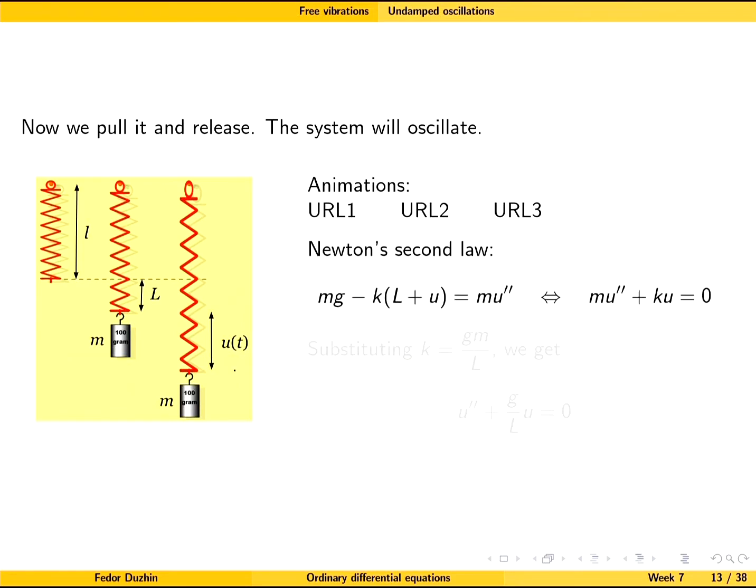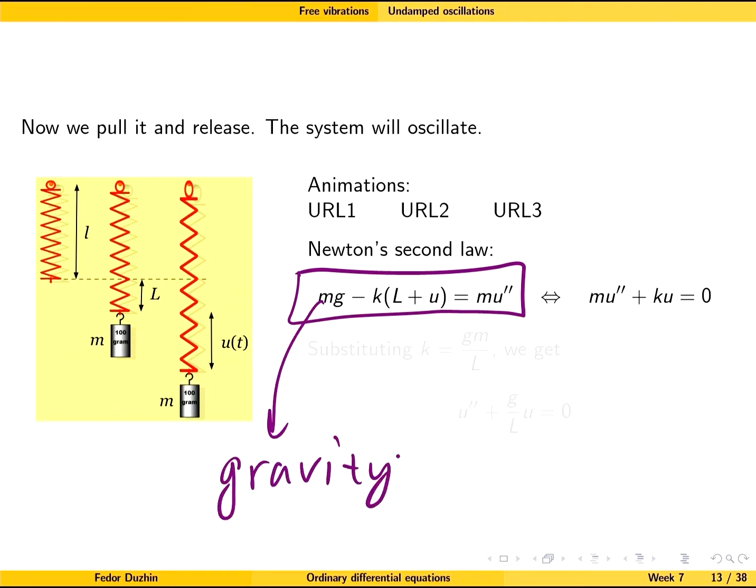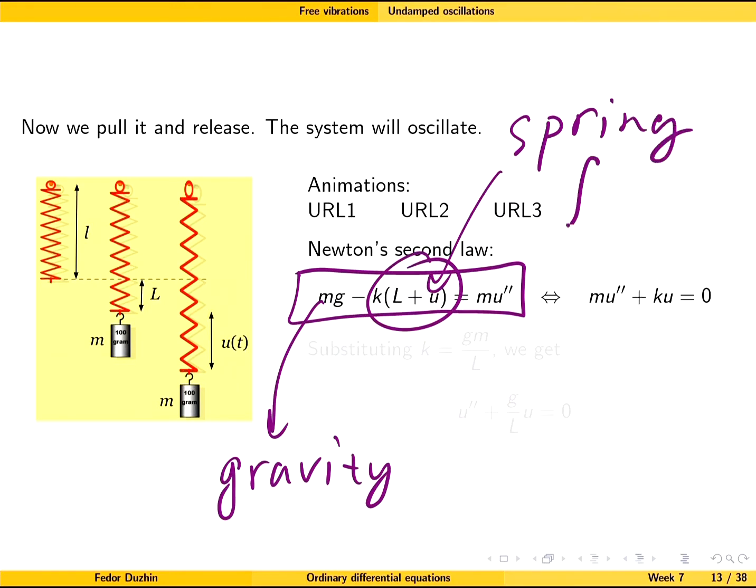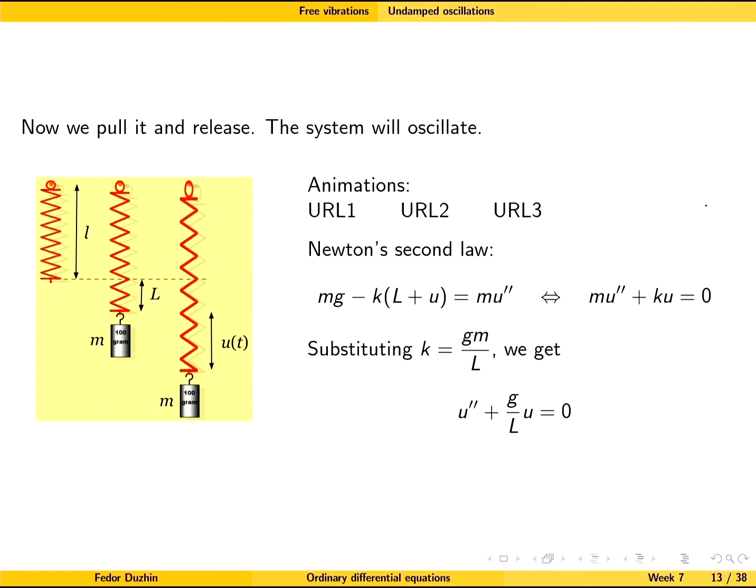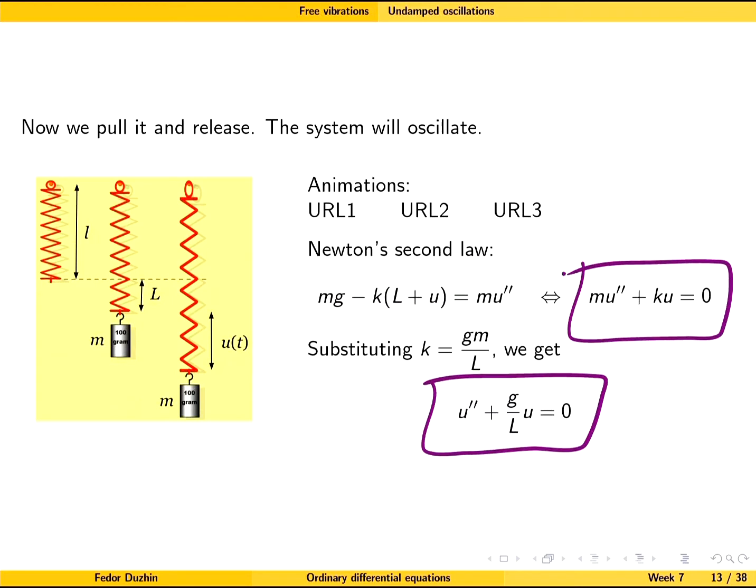Then writing down Newton's second law of motion, we get this, right? Because the left hand side is the sum of the forces acting on it, and the forces are the force of gravity, right? So that's gravitational force, and this is the spring force from Hooke's law. Well, but then when we expand it and simplify, we are going to get this equation, this or this. Both equations can be applied to model oscillation of a spring mass system.